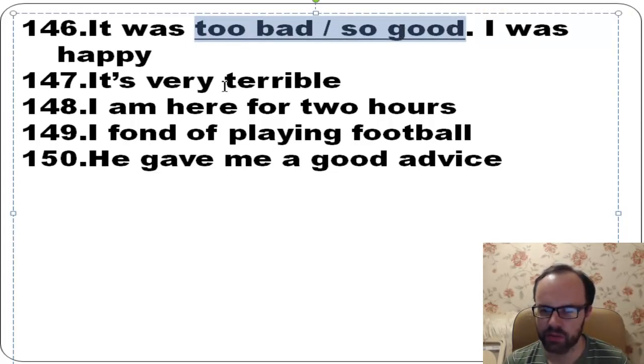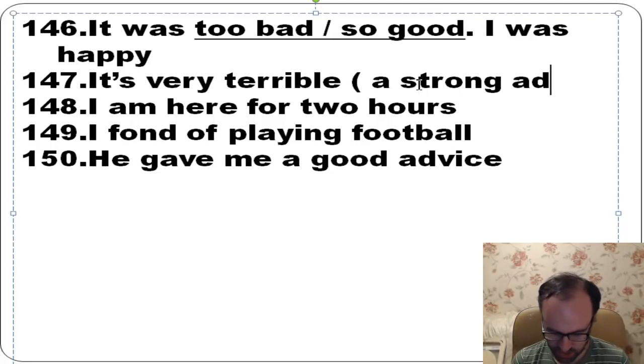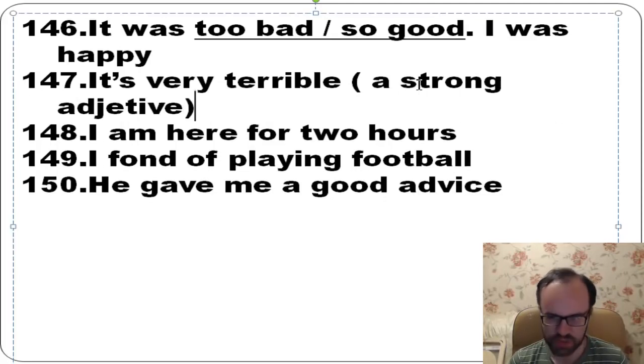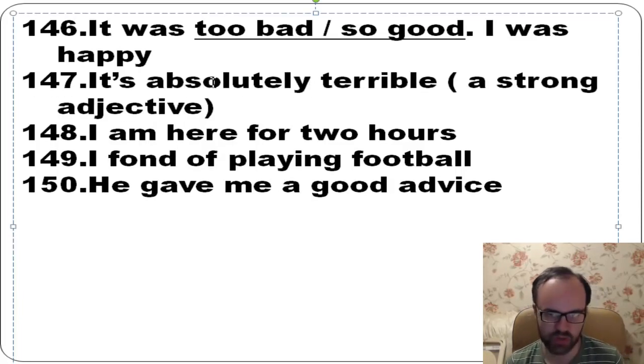It's very terrible. Terrible is a strong adjective. It means very, very bad. And if you want to say it stronger, you need to use absolutely instead of terrible. So it's absolutely terrible. It means it's really terrible.